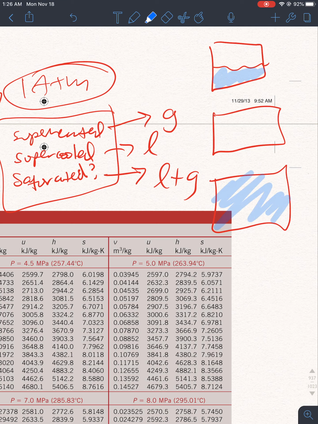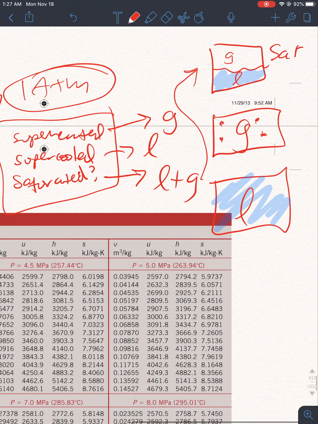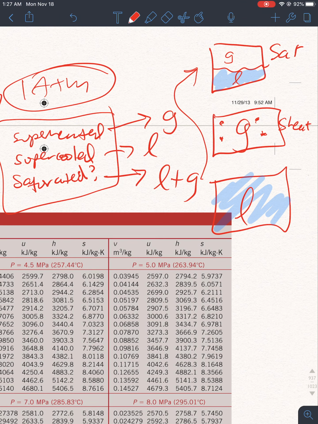So which one of these is which? Here, this is all liquid. This is all gas. Little specks of what? Water. And here is gas plus liquid. Which one's which? Look at it. This one is saturated. This is superheated. And here is supercooled. Super cool.